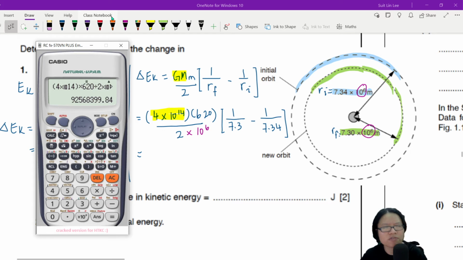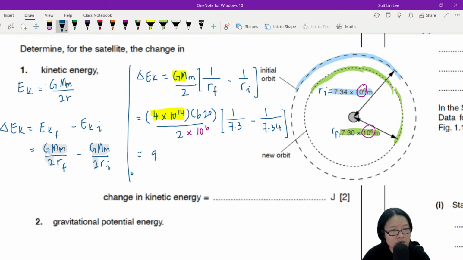So instead of you manually imagining the decimal point moving, how about pressing the ENG button? Okay, so now you have 9.26 times 10 to the power of 7. Okay, if you can't press your calculator, you need to practice a bit, especially with large numbers like this.